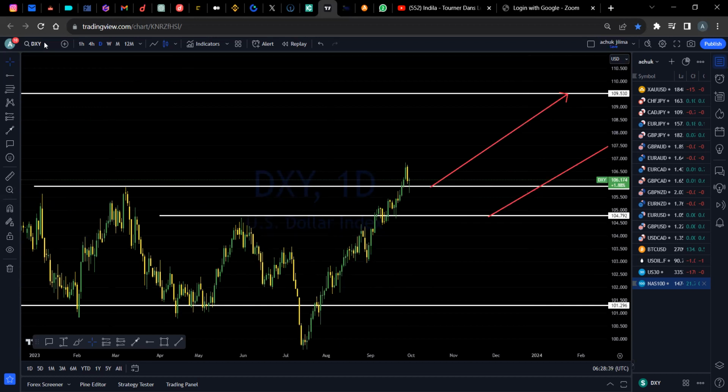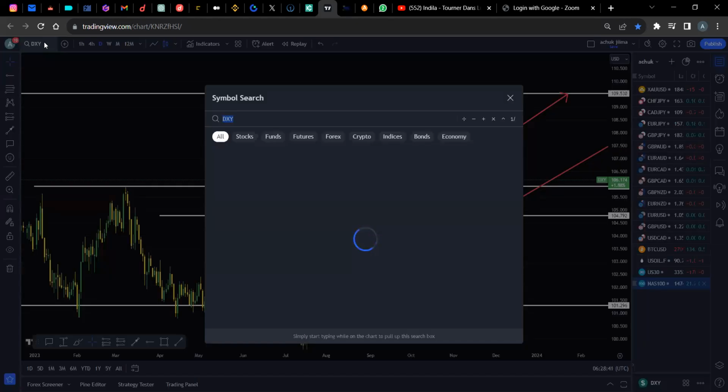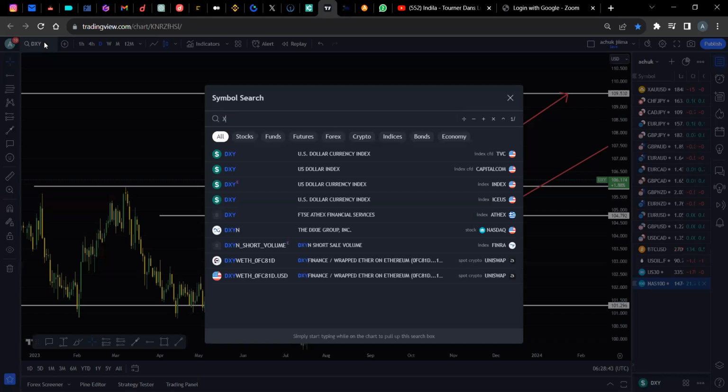Okay, so once we've seen DXY, it is important to look at other dollar pairs. So we can just go to gold.